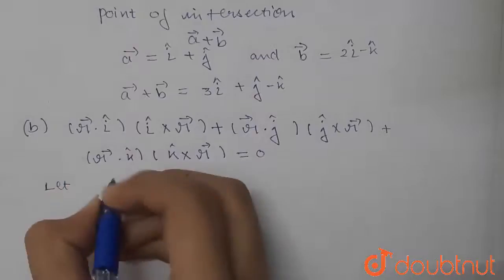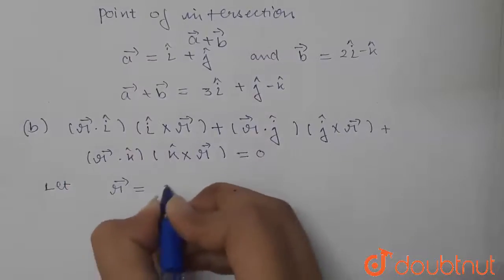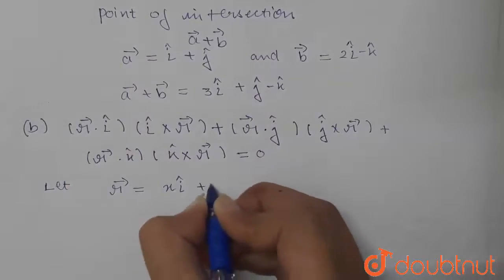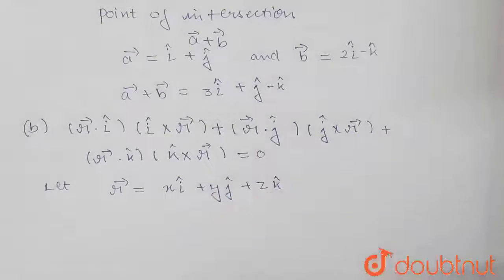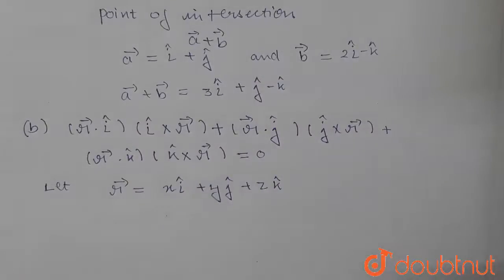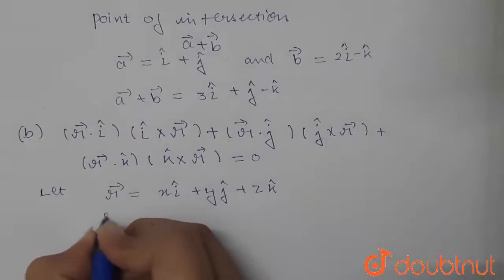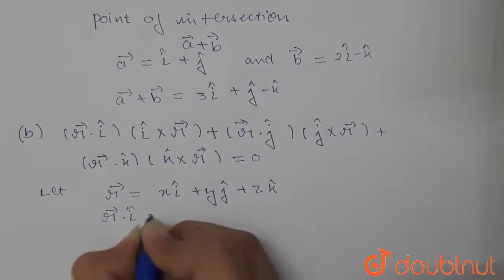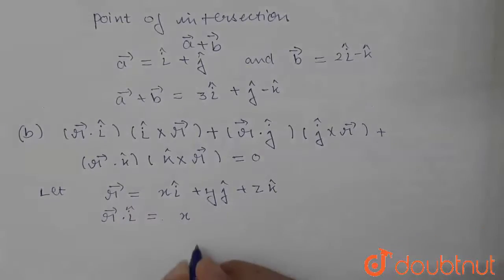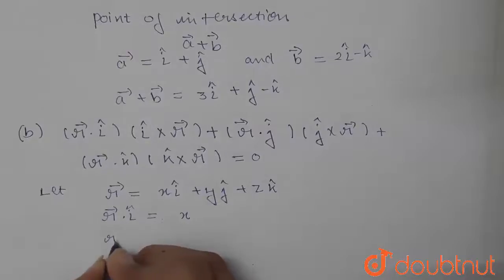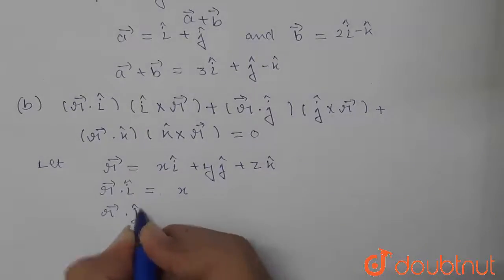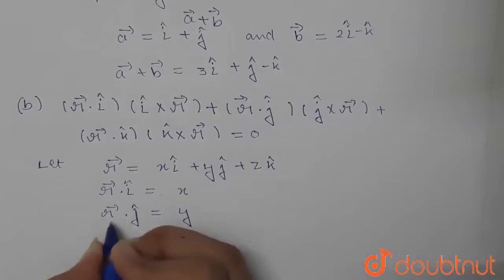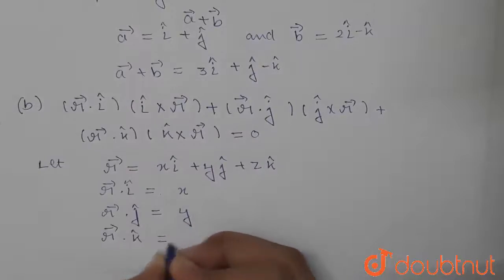So let r vector be equal to x i cap plus y j cap plus z k cap. Okay, so if we find r dot i cap, r dot i cap will be equal to x. Similarly, r dot j cap will give us y, and r vector dot k cap will give us z.